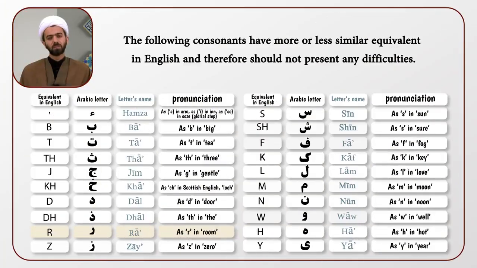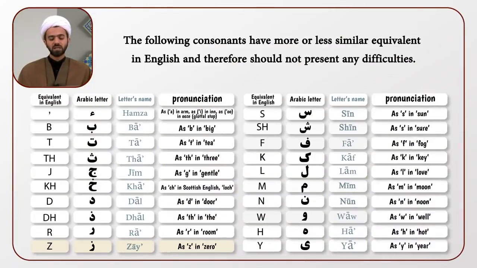The other is ra. Almost the same sound is used in English with a very slight difference. In English, when you say room, it has a very smooth sound. But in Scottish English, when you say room, you see, it is different from normal English. In Scottish English, we say room. This initial sound is the same as what we have in Arabic as Ra. Ra is the name of sound R.